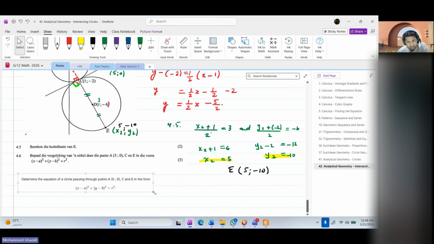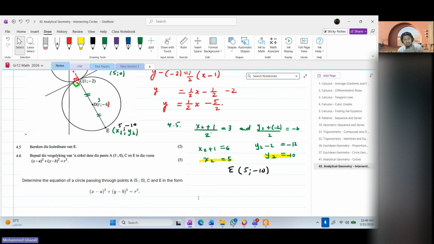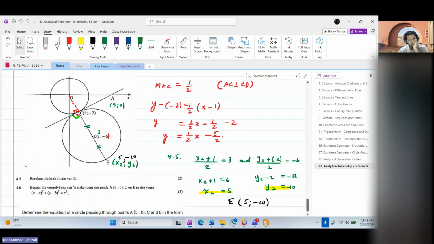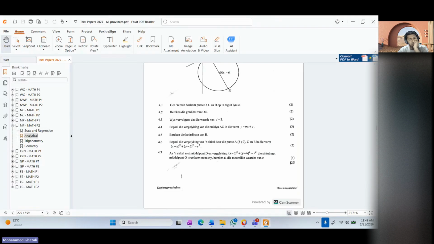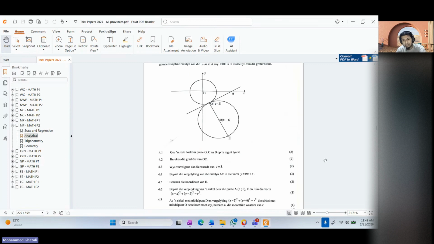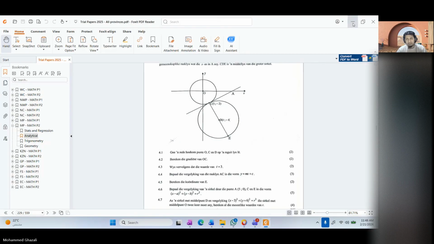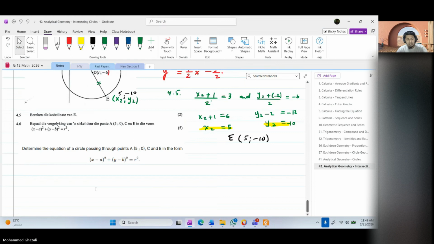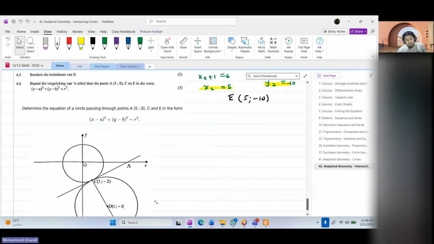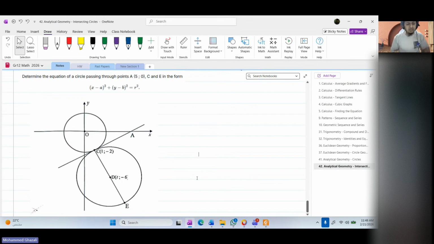So determine the equation of the circle passing through the points A, C, and E in the form. Why did they tell us to find the equation of the circle passing through A, C, and E? It's a very interesting problem, right? And something for you to think about. I like this question, the way they have answered it. Find the equation of the circle passing through ACE.